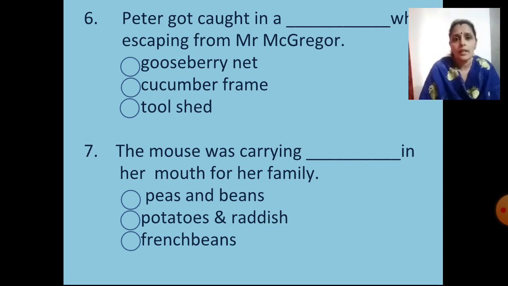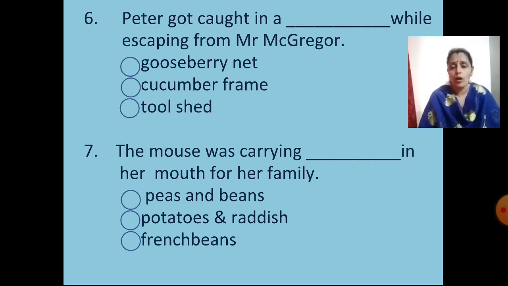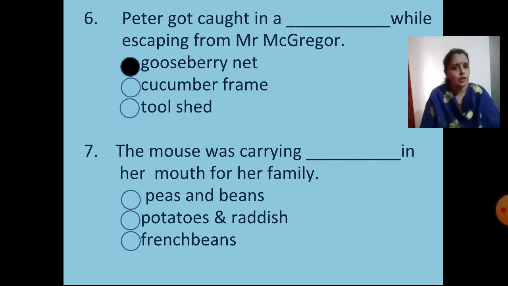Peter got caught in a dash while escaping from Mr. McGregor. When Peter is trying to save himself from Mr. McGregor, then he gets caught in something, right? Where does he get caught? He gets caught in the gooseberry net. He gets caught in a cucumber frame. Or he gets caught in the tool shed. Yes, he gets caught in the gooseberry net. So I'm going to select gooseberry net by clicking on it.